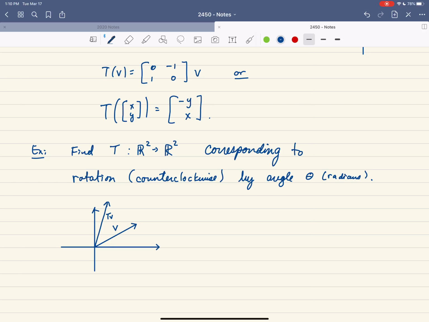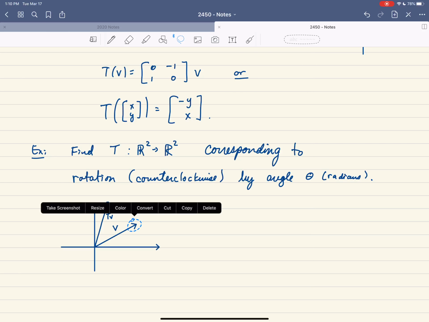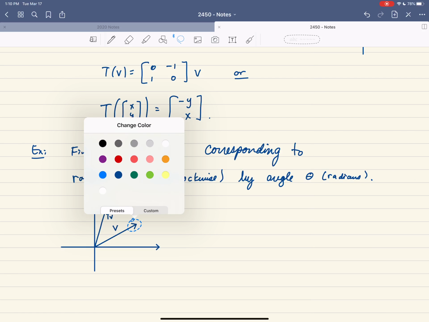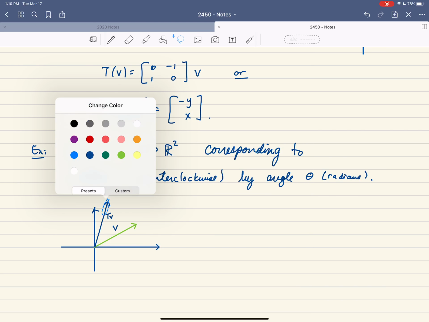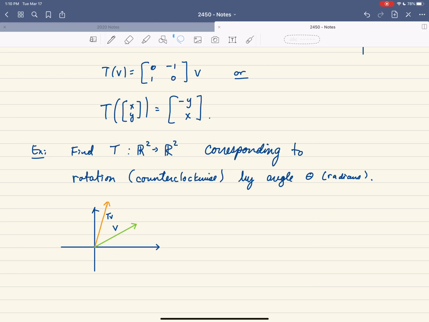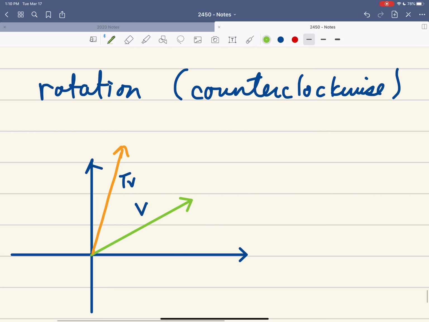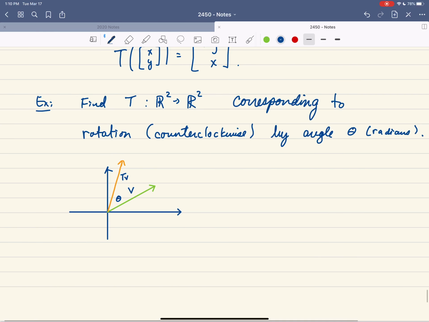And so we want to figure out what's going to send this green vector to this orange vector. Okay, so that's what I want to know. And here the difference between these two vectors is that angle theta. Okay, so that's a job for you. We'll talk about it in the next video.